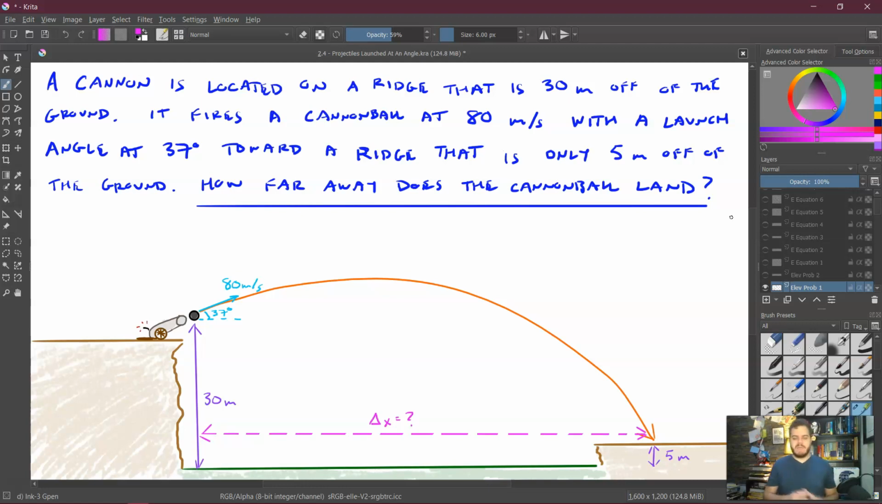So what we have now is a little bit more complicated situation. A cannon is located on a ridge that is 30 meters off of the ground. So the cannonball is being fired at 30 meters in the air. It fires a cannonball at 80 meters per second with a launch angle of 37 degrees toward a ridge that is only 5 meters off the ground. How far away does the cannonball land? In other words, what is the range, the delta x, of the cannonball's motion? So if you want to give this a shot, go ahead and try it, then come back and we'll discuss it all together.